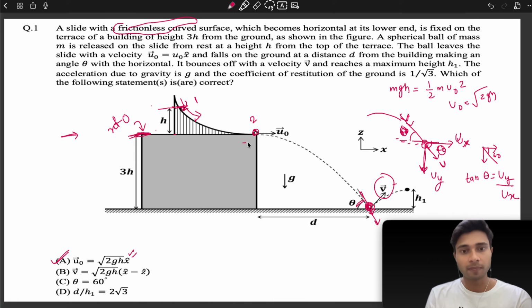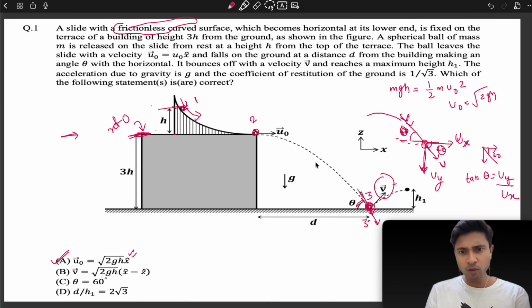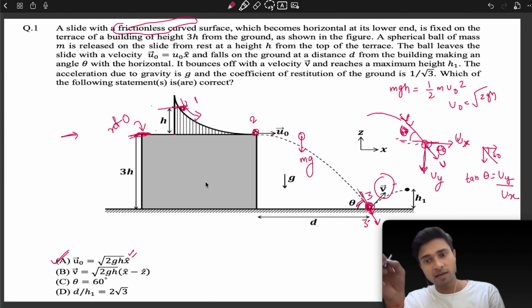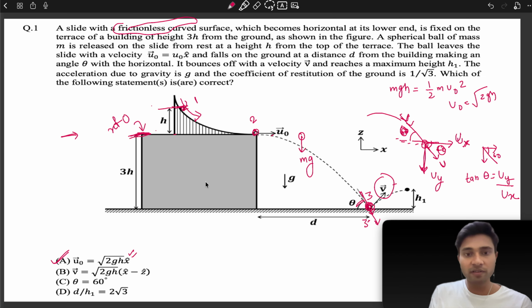Okay, so let's see. Suppose this is point 3, and actually we can say 3 minus. What do I mean by 3 minus? Just before collision. So from point 2 to point 3, if I draw the free body diagram, there was only force in the vertical direction. There was no force in the horizontal direction. Since there was no force in the horizontal direction, there is no reason that there should be a change in velocity in the horizontal direction. So whatever was the velocity in the horizontal direction, that should be continued. So velocity in the horizontal direction will be u naught only.